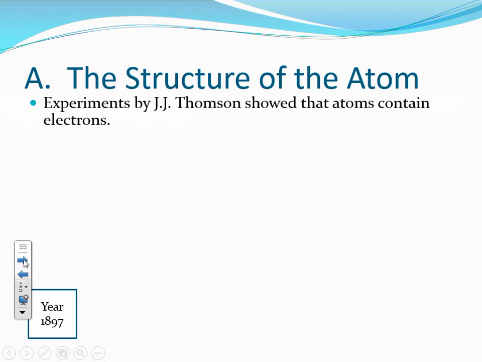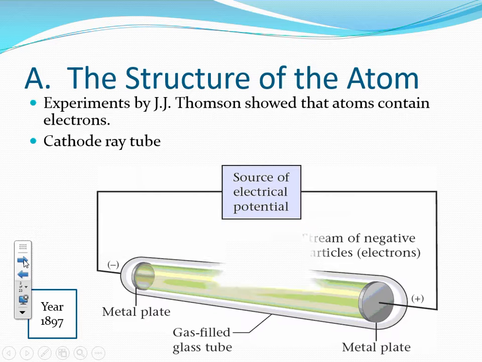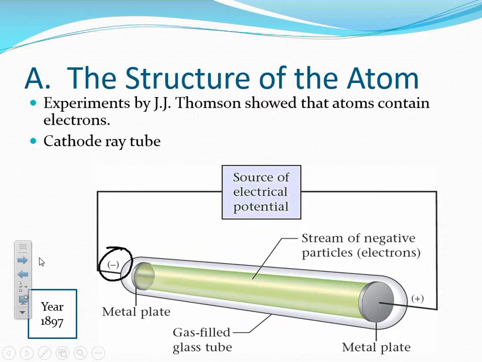In 1897, a man named J.J. Thomson did an experiment that showed that atoms contain electrons, and he used something called a cathode ray tube. So what he did is he had two plates. One was negatively charged, one was positively charged, and this was just a voltage source. You can think of it like a battery, and a battery has two sides, a positive and a negative.